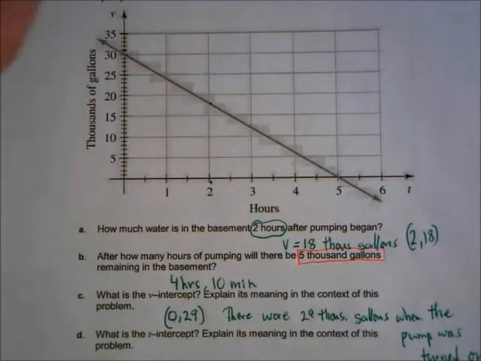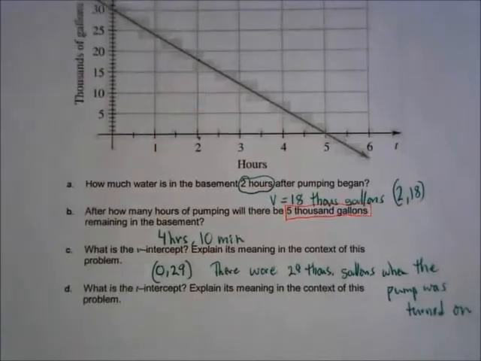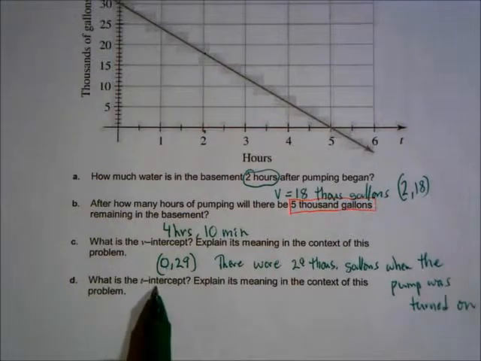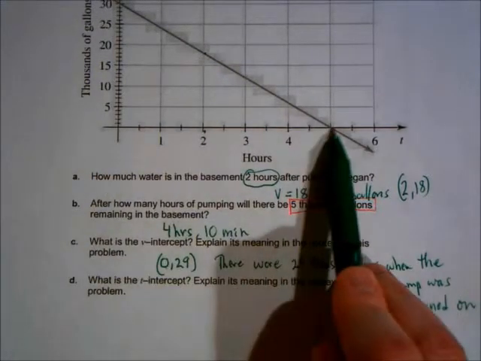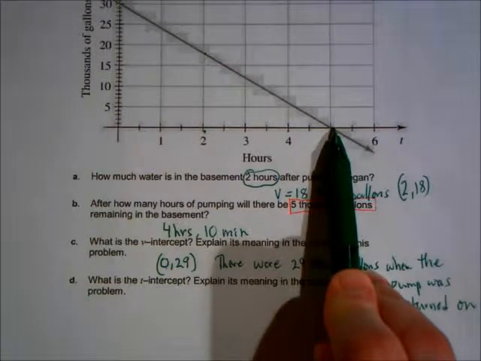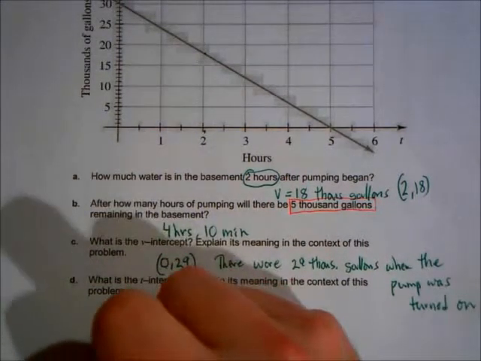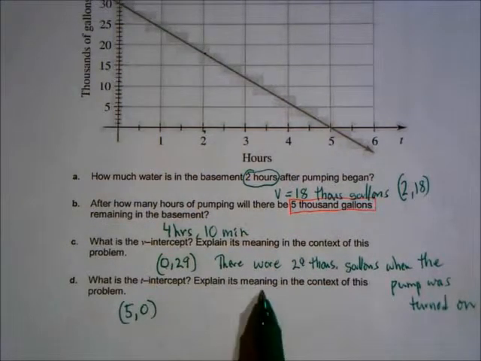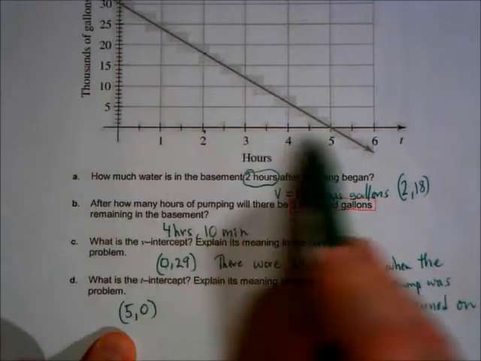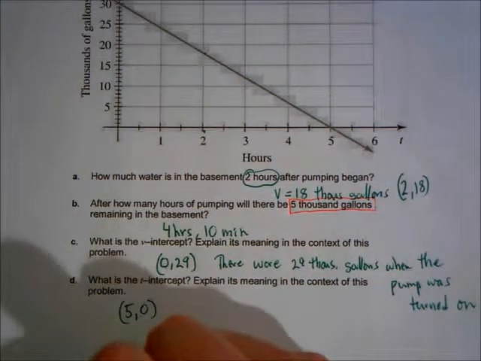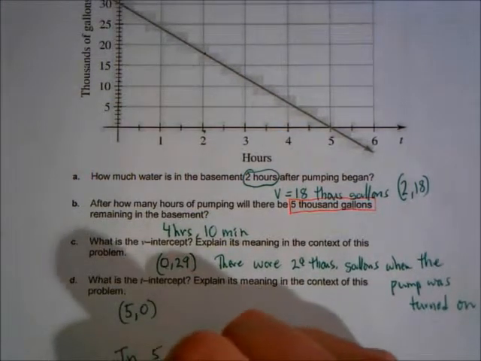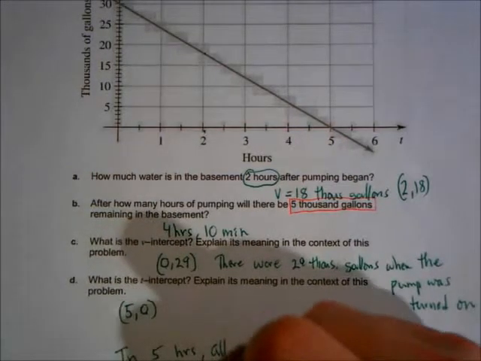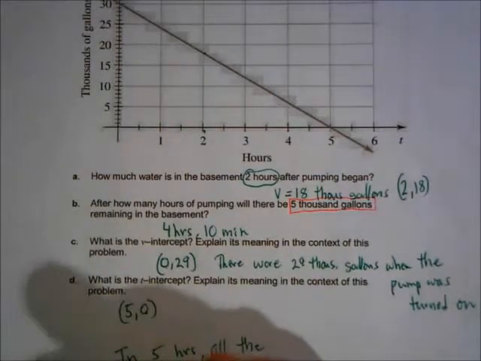Alright, the same with the t-intercept. What is the t-intercept? That's where we cross the t-axis, which is right here. This is the point 5, 0. Explain its meaning. Well, 5 is the hours, so that says in 5 hours. 0 is the amount of water. All the water is pumped out.